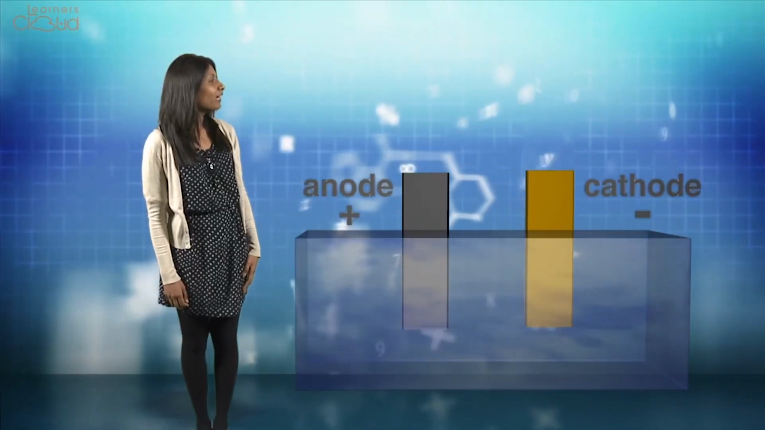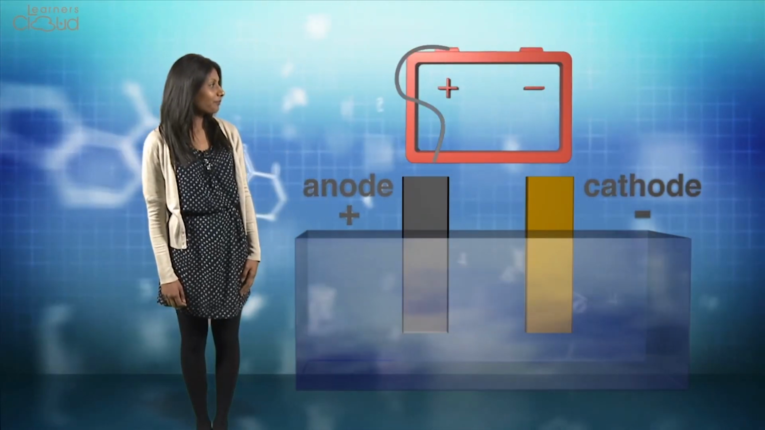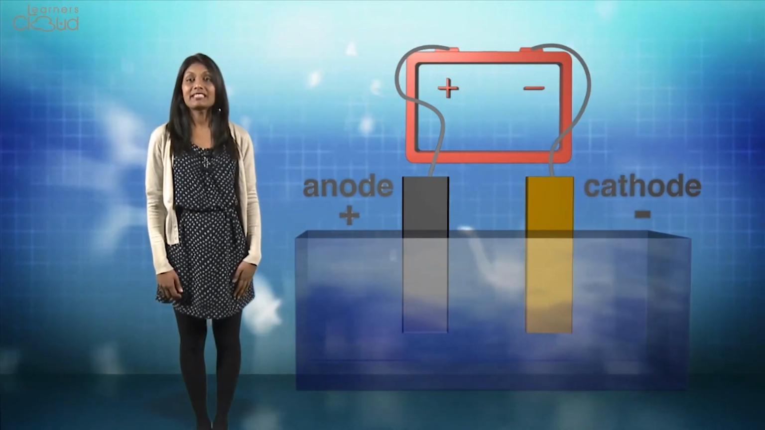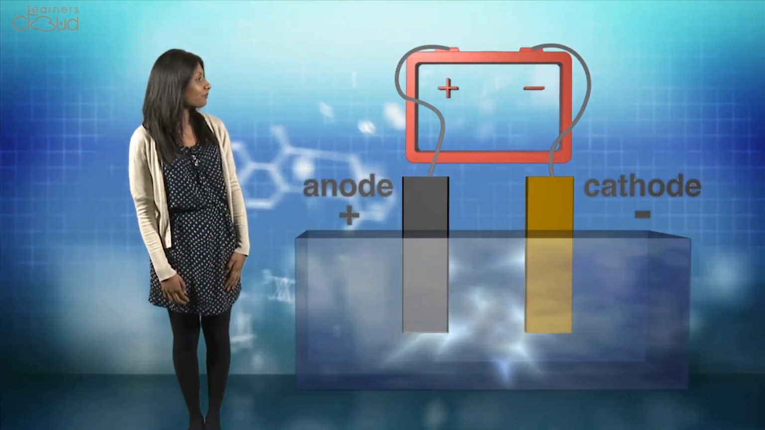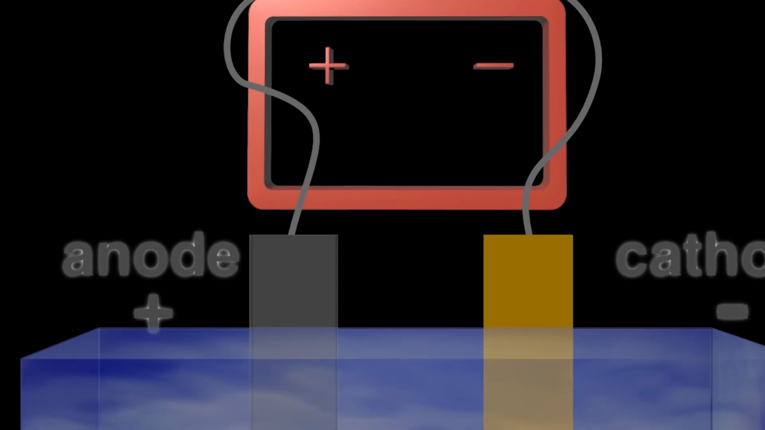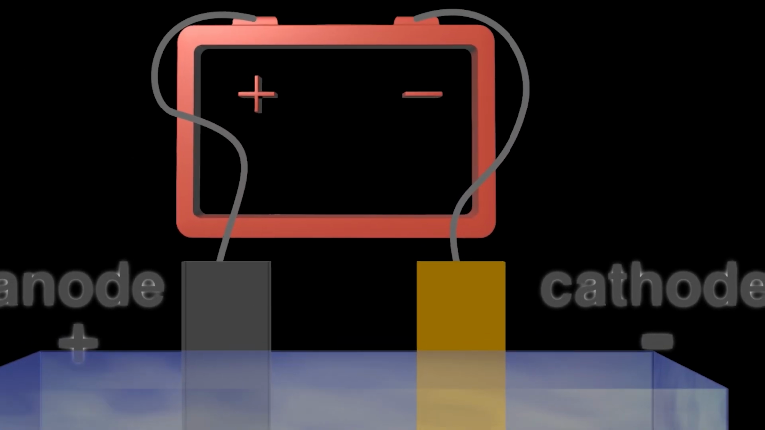So let's take a look at the apparatus used in electrolysis. Of course, we need a DC supply. And the electrolyte is the molten substance or the aqueous solution, which means dissolved in water, that conducts electricity. The electricity is passed into and out of the electrolyte via two electrodes.